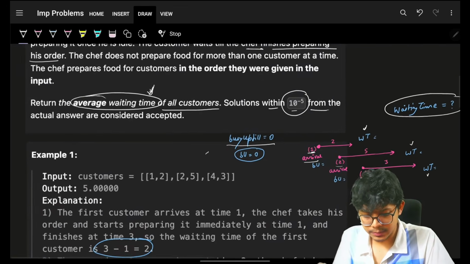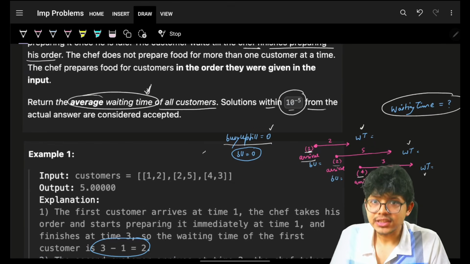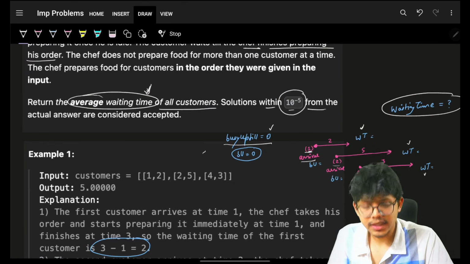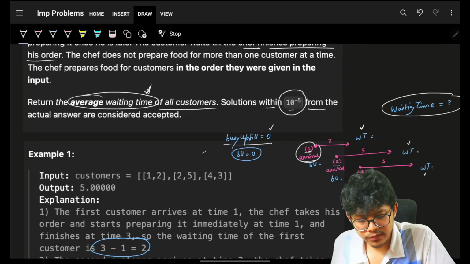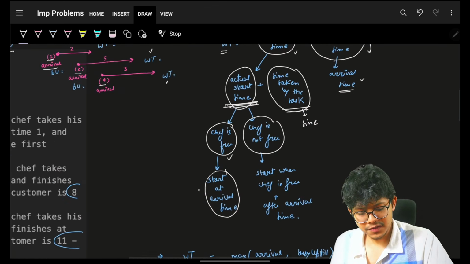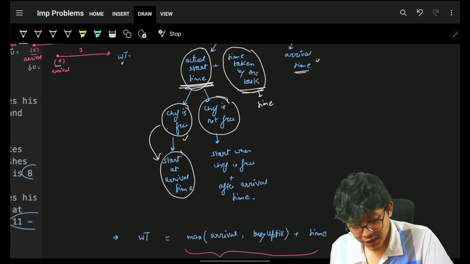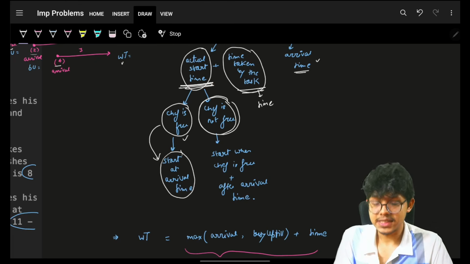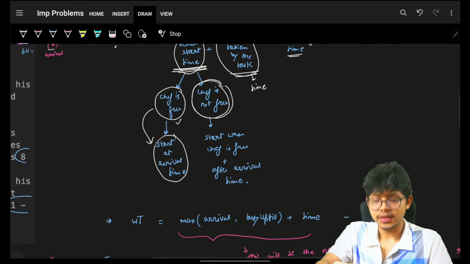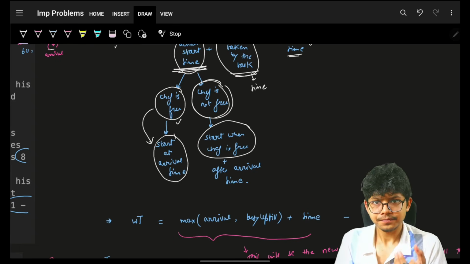It is not possible that, okay, in the very beginning at time zero, the chef was free, but he cannot start preparing the food until and unless the customer comes in. Customer comes at time one, so he will start preparing the food at time one. So if the chef is free, he will start preparing the food when the customer comes in. If the chef is busy, he will start preparing the food when he gets free, right?